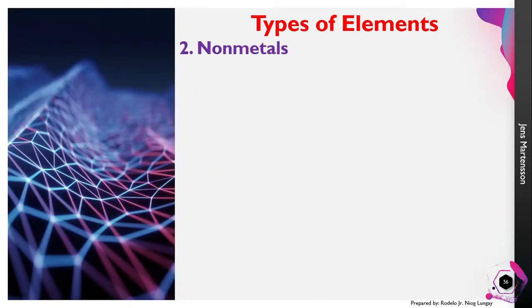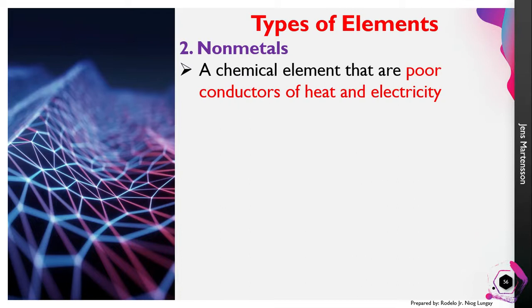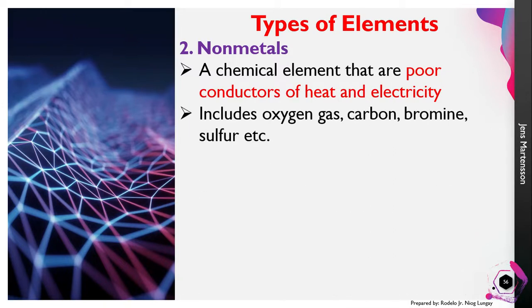The second type of element is the non-metals. A non-metal is a chemical element that is a poor conductor of heat and electricity. Non-metals include oxygen gas, carbon, bromine, and sulfur. Mostly, the right side of the periodic table is non-metals. In the center of the periodic table are metals, and on the left side are also metals.